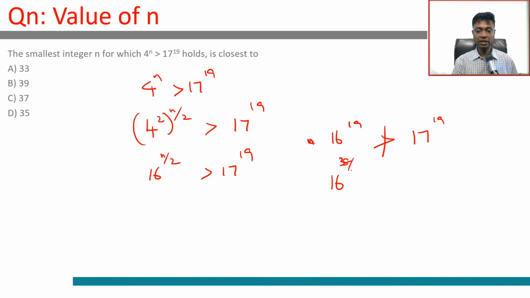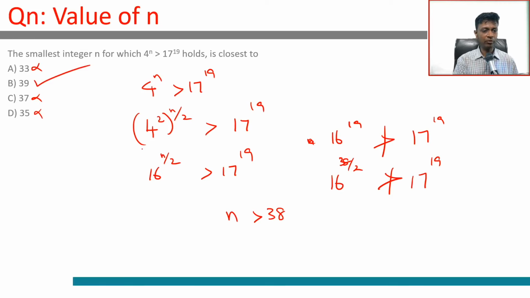16 power 38 by 2 is not greater than 17 power 19. n cannot be 38. 38 does not work. n has to be greater than 38. So 33 doesn't work. 37 doesn't work. 35 doesn't work. Bam, we got this. We need to now think that 16 power 39 by 2 is greater than 17 power 19.